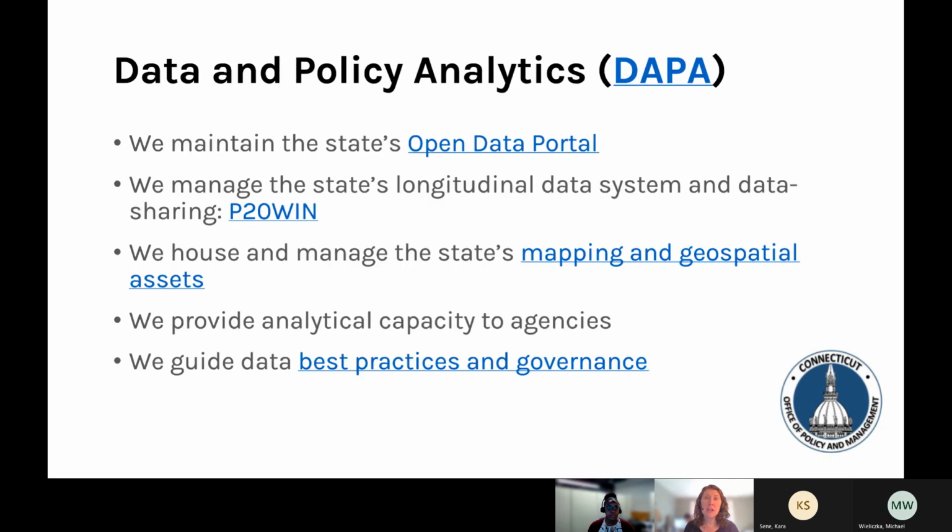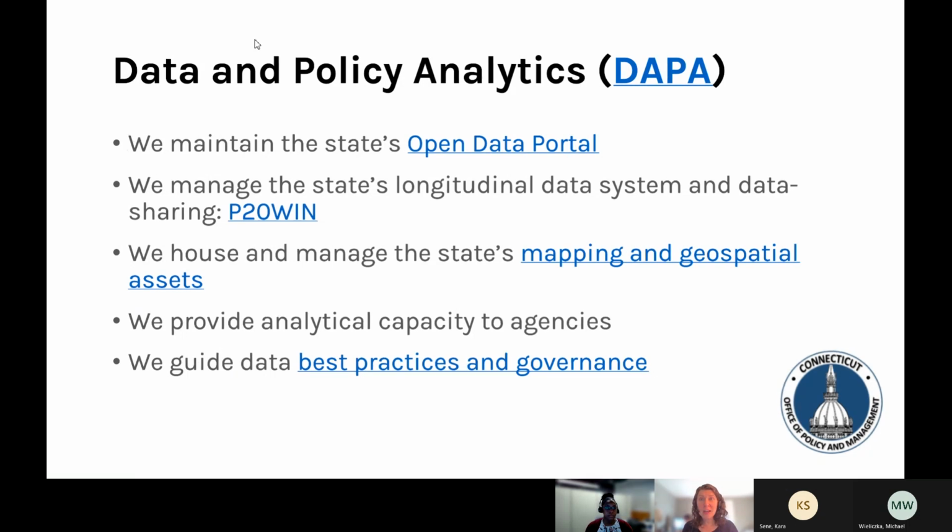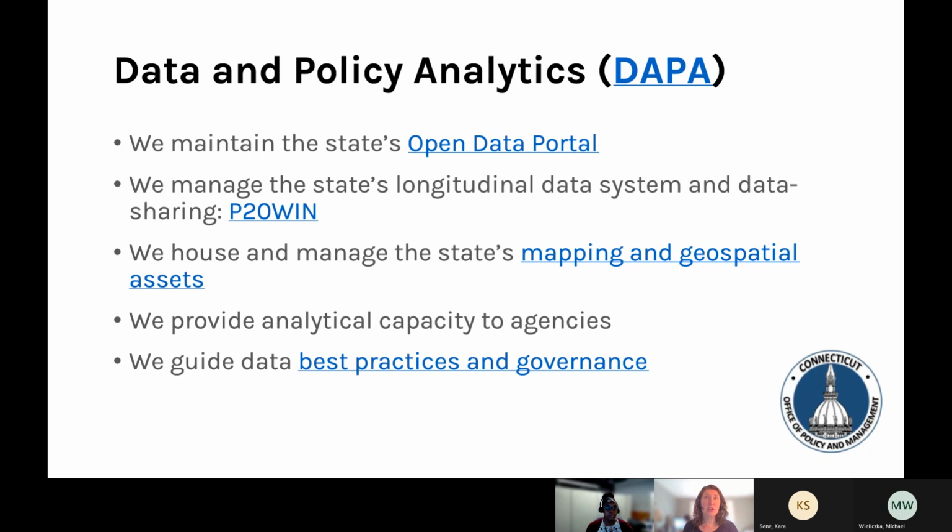And just a little bit about our unit. We're part of the Office of Policy and Management. Most people are familiar with the budget team in the Office of Policy and Management. We are a different team, and we do a number of things. We maintain the state's open data portal, which is where many agencies share data, usually aggregated, so it doesn't have personally identifiable information, but the data are about major processes or agency business that are frequently requested. So we encourage folks to use the open data portal to share information that's widely used by the agency. We manage the state's longitudinal data system and the data sharing that happens.